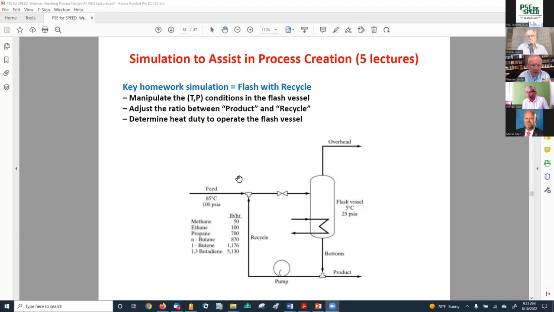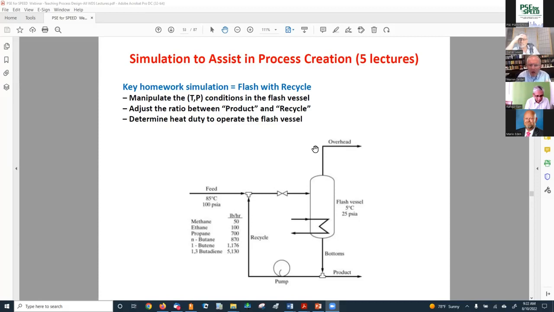Well, let me tell you a little bit about this process. It's a very simple process. You've got a stream here at 85 degrees centigrade, 100 psi. You just have these hydrocarbons, methane, ethane, propane, on to 1,3-butadiene, 6 components. You then drop the pressure from 100 to whatever you like. Here it's shown for 25 psia. You can have the temperature be 5 degrees centigrade, or they can solve the problem with different values here.